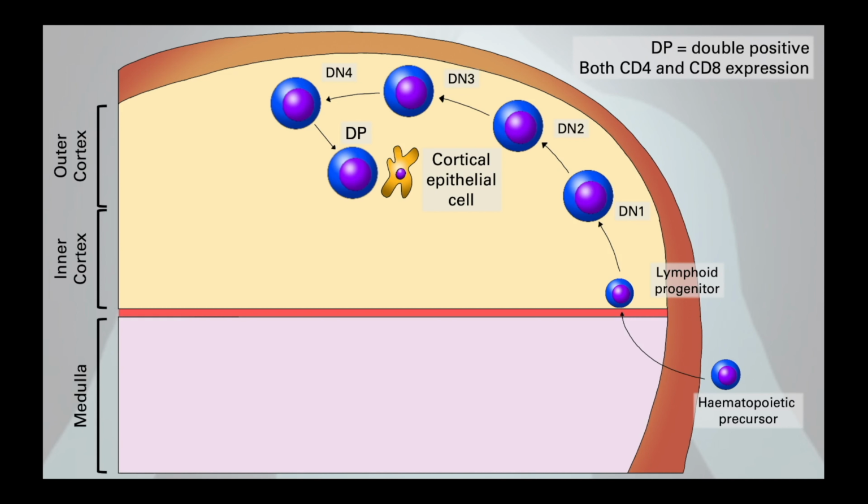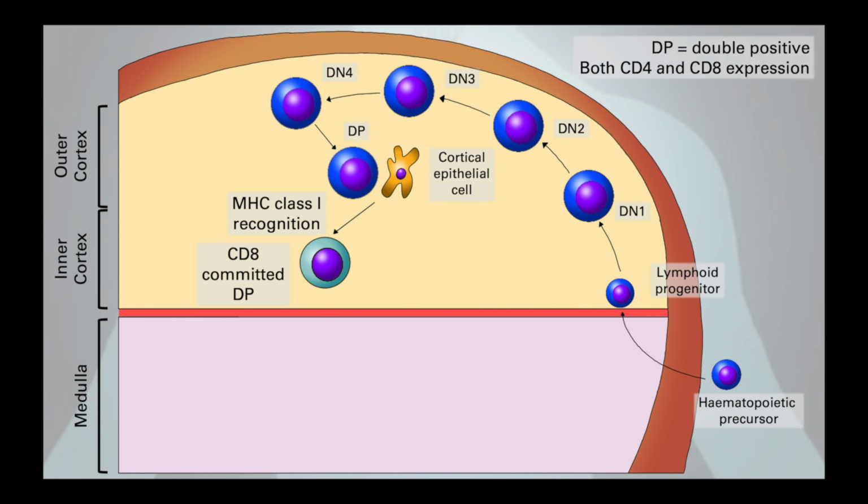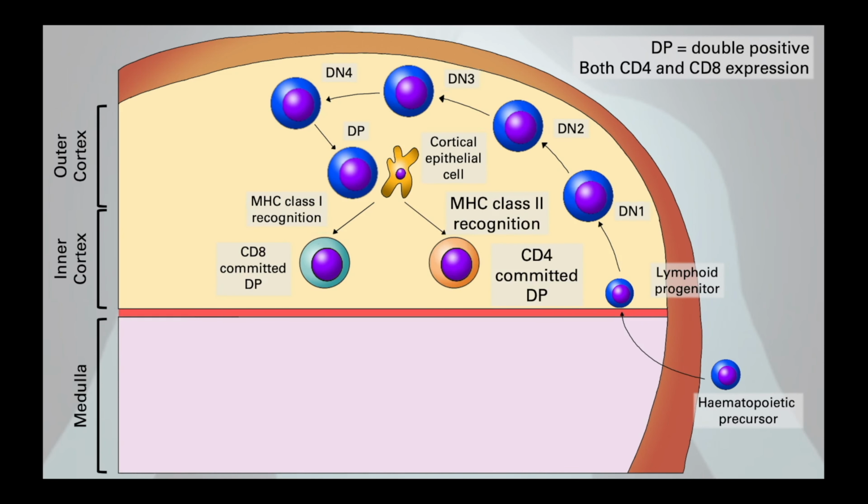The double positive cells are screened against the cortical thymic epithelial cells, which express both MHC class I and MHC class II molecules on their surface, to see whether the TCR can recognise our own MHC molecules. If the double positive cell has a strong interaction with MHC class I, it will be driven towards becoming a CD8 T lymphocyte. If it has a stronger interaction with MHC class II, then it will commit to becoming a CD4 T cell.